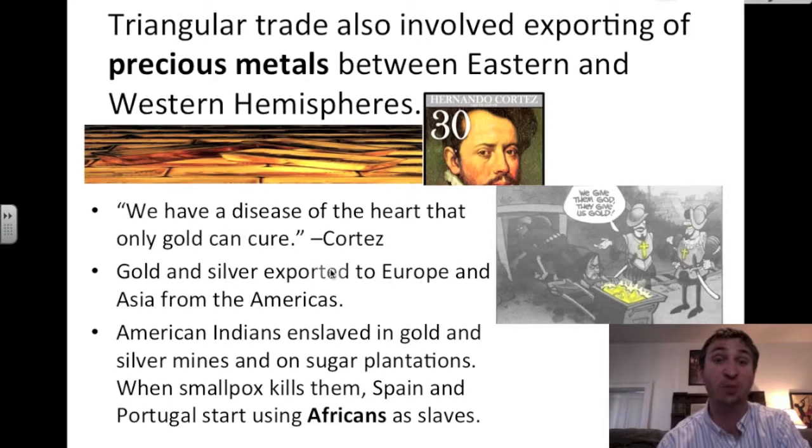Gold and silver were exported to Europe and Asia from the Americas. And these explorers justified enslaving American Indians in gold and silver mines and on sugar plantations. Now, when the smallpox virus kills the Native Americans, the Aztec, the Inca, and others, Spain and Portugal, the early leaders in exploration, start using Africans as slaves. And this is the start of the transatlantic slave trade from Africa to the Americas.